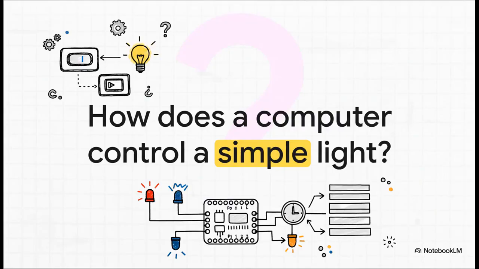It really all boils down to one simple question. We know how we do it, right? We flip a switch and a light turns on. But how do you get a computer, a chunk of code, to do that exact same thing? How does it tell a simple light to be on or off, or maybe even somewhere in between? That's the core puzzle we're solving here.